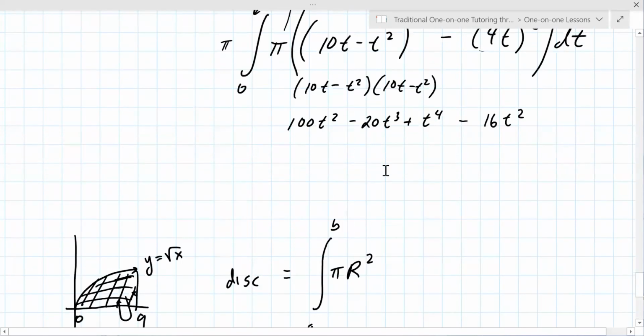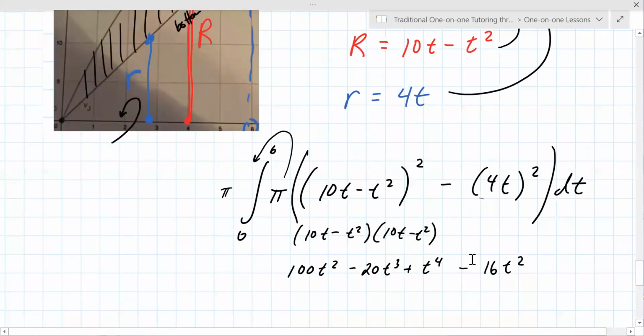So truly, everything from this point forward is like review. The hard part is setting them up. Yeah, I just need to learn to set them up. I can integrate forever.